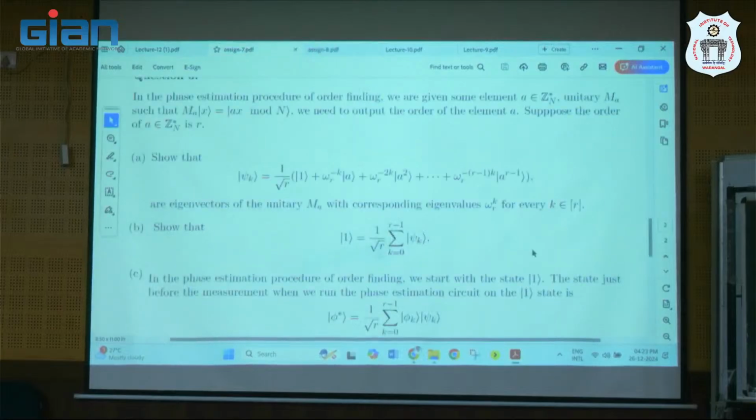Yeah, let's come here. So this one we have already seen, right? Why these are the eigenvectors with corresponding eigenvalues. Psi k's were the eigenvectors of U with corresponding eigenvalues omega to the r, correct? This we have already seen in the model. Now we wanted to show that this is 1. Agreed? Remember? Okay, let's do that.